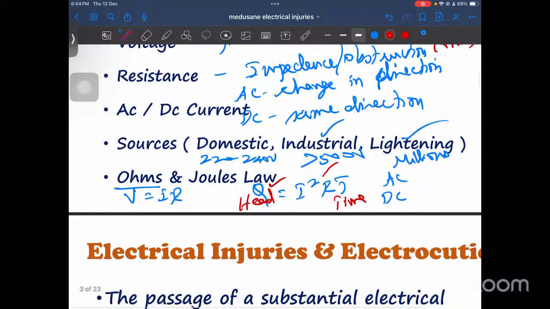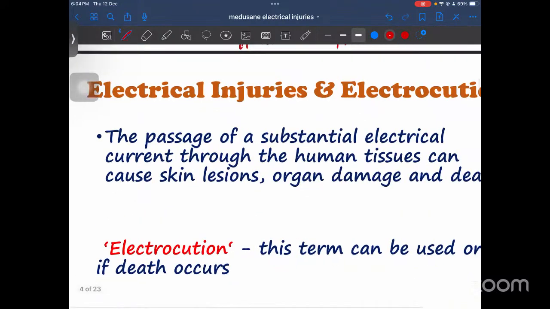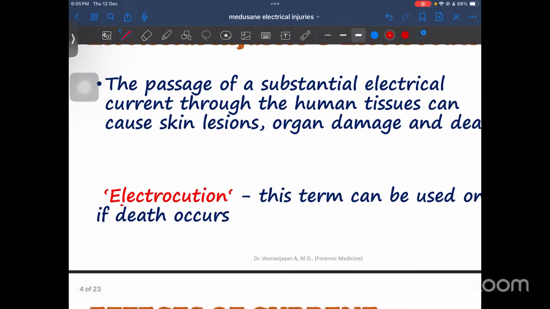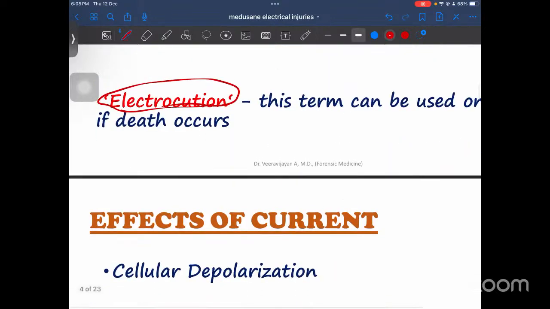Then coming to the definitions, electrical injuries are nothing but the injuries caused in a human body due to the flow of electricity. The term electrocution can be used if death happens due to the electricity.